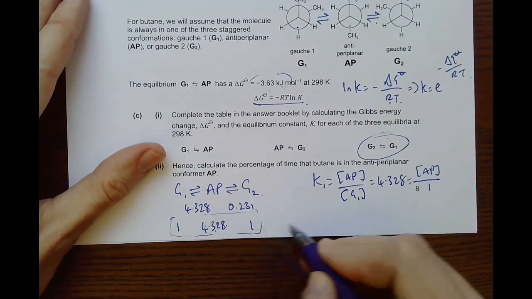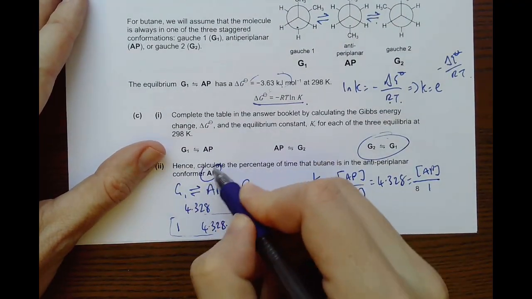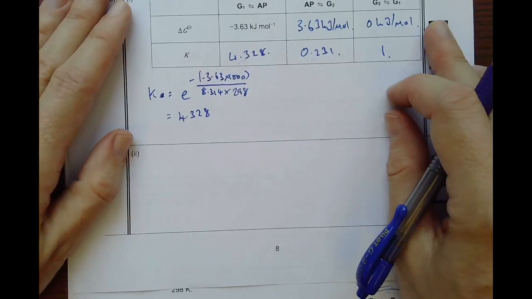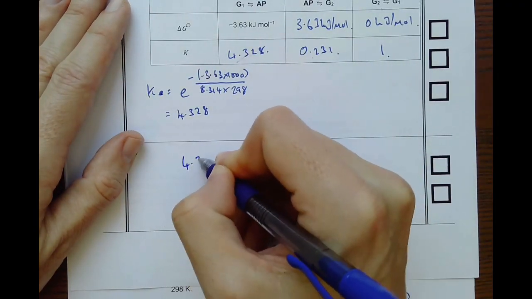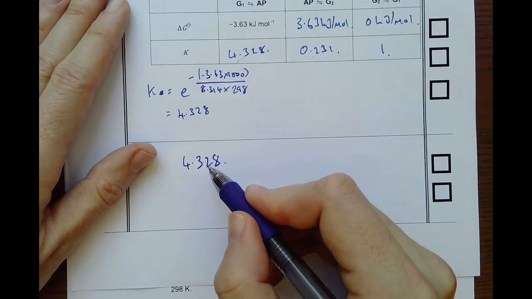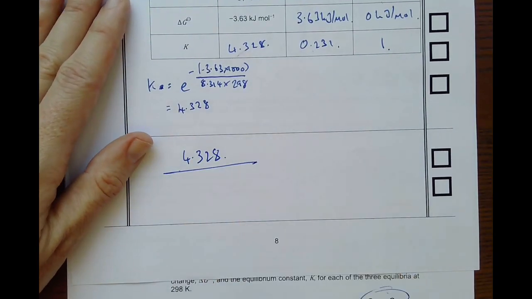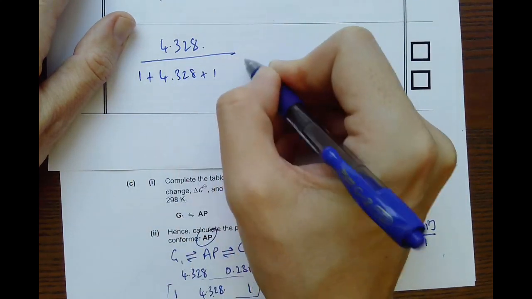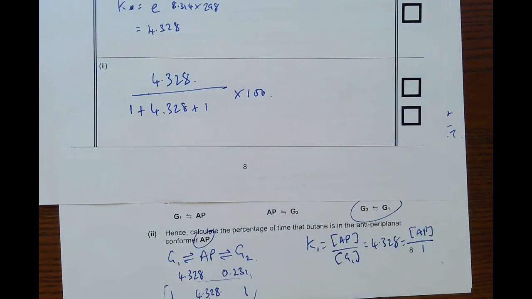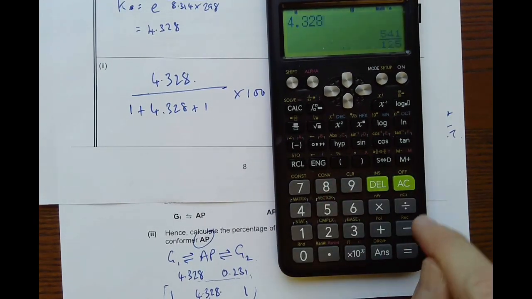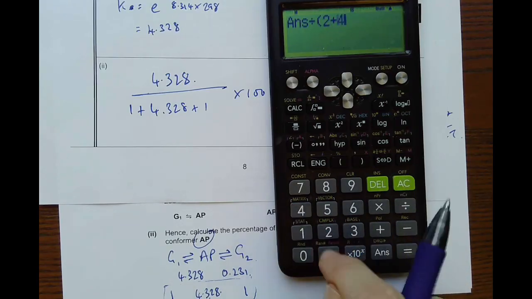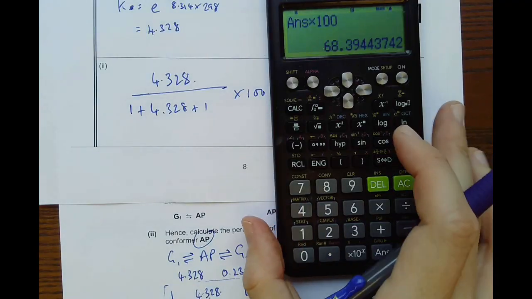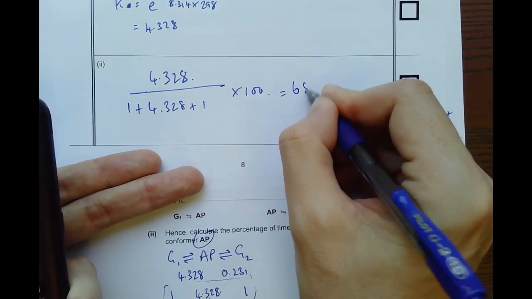All right, so I want to know the percentage of the time it's AP. Okay, so I can just say the total percentage composition of AP is going to be 4.328, that's my AP concentration, divided by all of the others. So it's going to be 1 plus 4.328 plus 1, times 100. Okay, so if I do that, I get 4.328 divided by 2 plus 4.328, times 100, which gives me 68.4%.